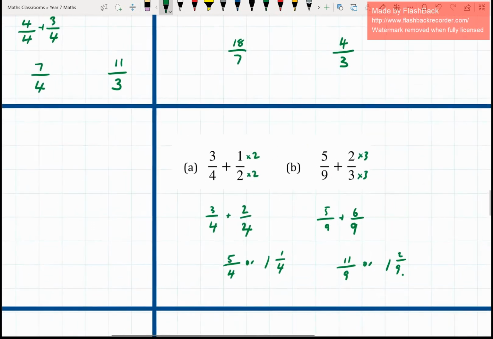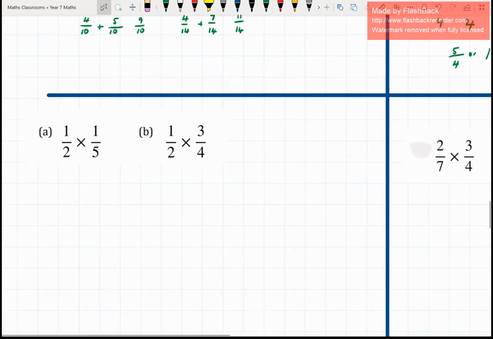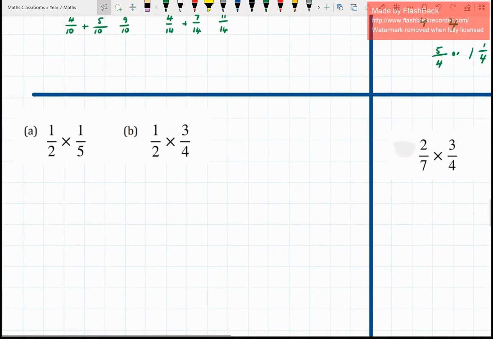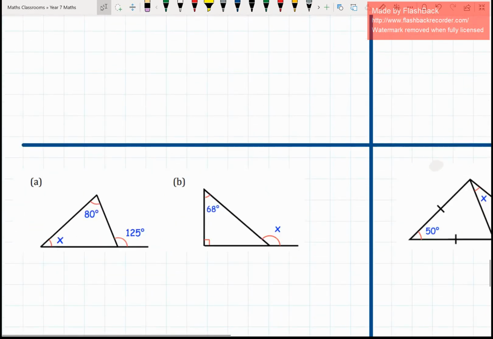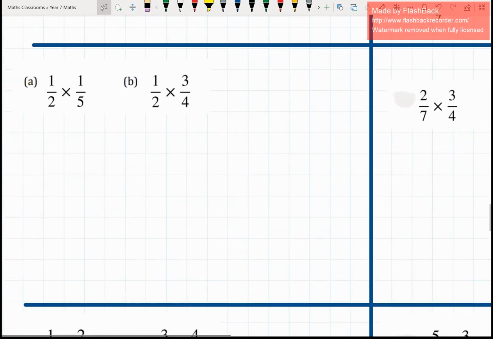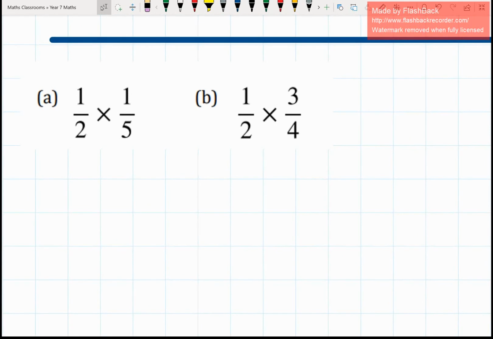Right? Brilliant. All right, it's time for the times now. So let's just go through what we've got left, if you're wondering. We've got some times, we've got some divides, and then we've got some angles, and then we are done. All right, so not long to go. Okie dokie, let's go through these ones.